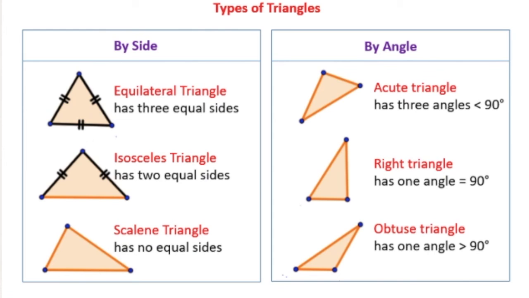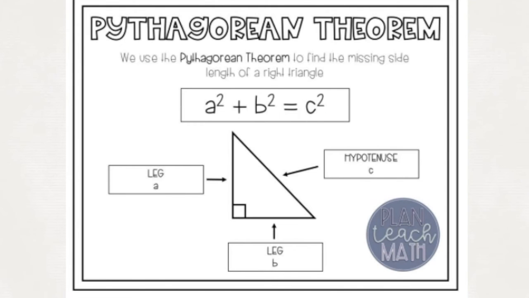Last thing I want you to know for this lesson is the Pythagorean theorem, and this only works for right triangles. There are three sides. If there is a right angle, it is a right triangle, then we could use this calculation. Side A squared plus side B squared equals the side C squared. We usually say A squared plus B squared equals C squared.